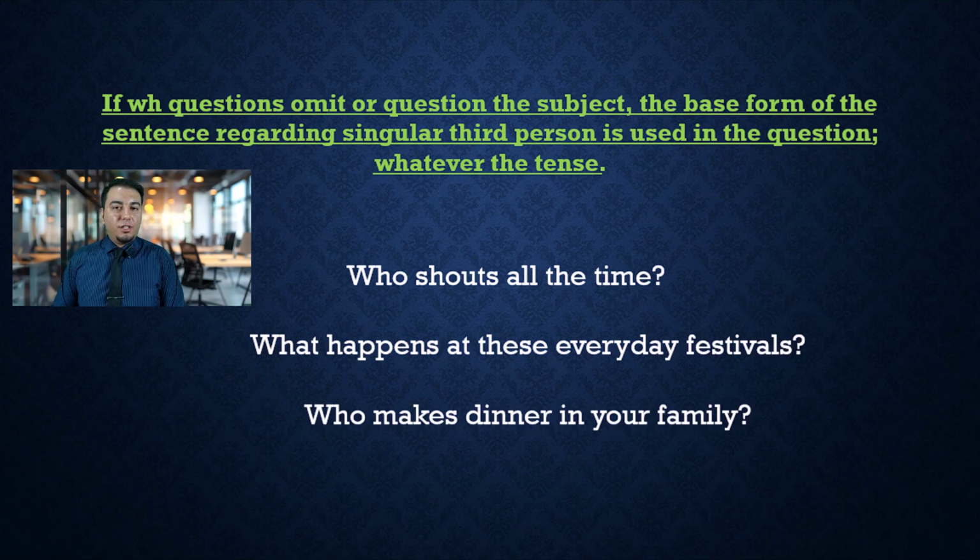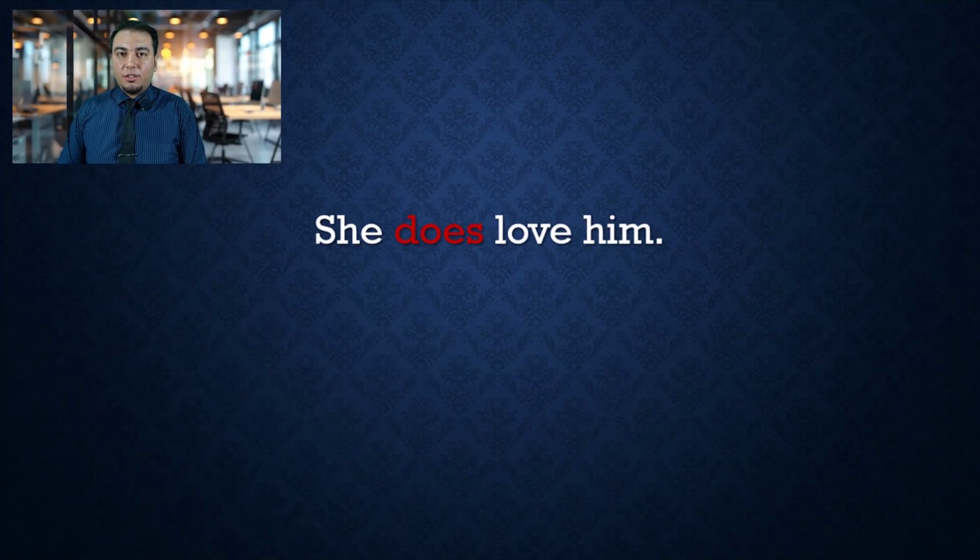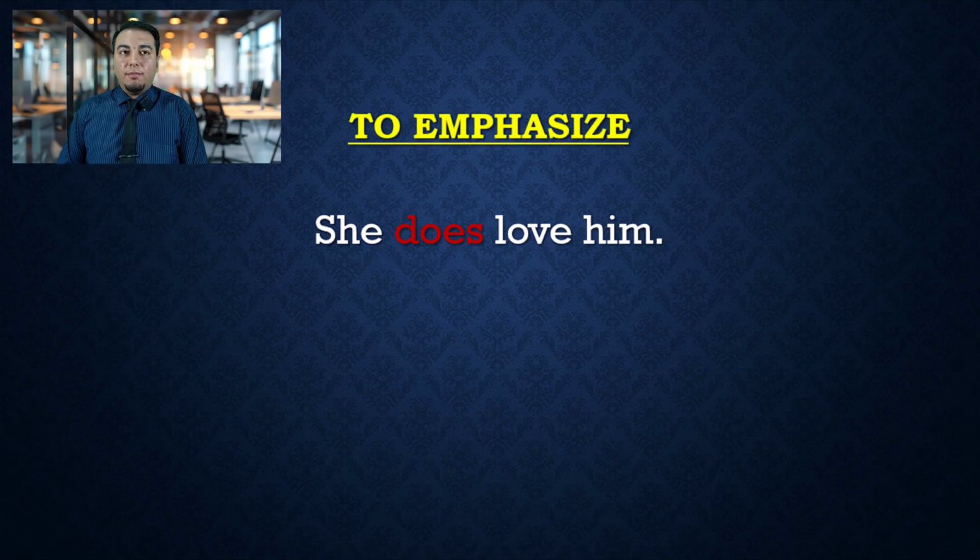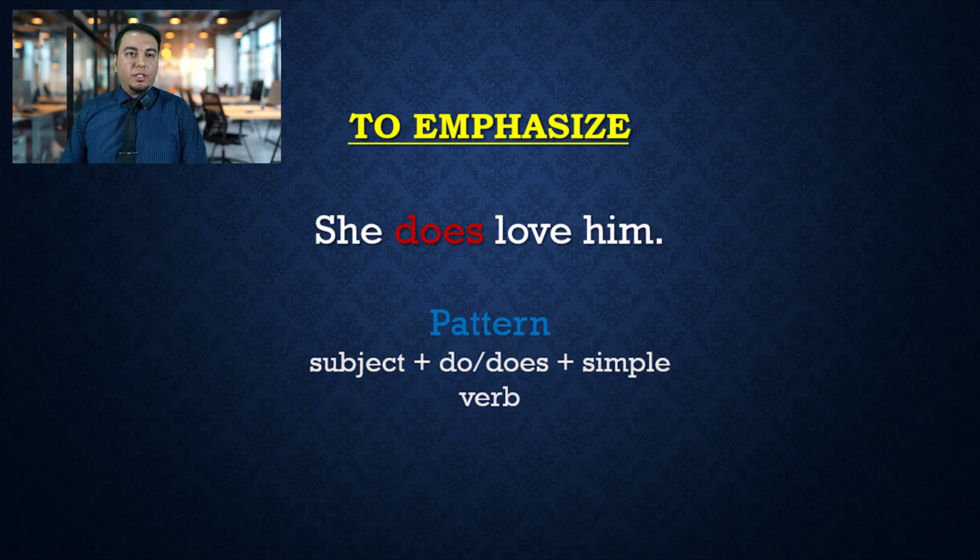Now I have a challenge for you. Look at this sentence. She does love him. It's neither a negative sentence nor a question. So what the meaning exactly is? We use this structure, we use do or does in affirmative sentences to emphasize. The pattern is subject plus do or does plus simple verb. So I use it to emphasize the verb.